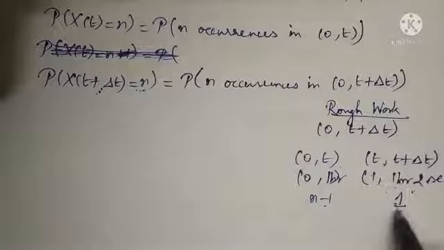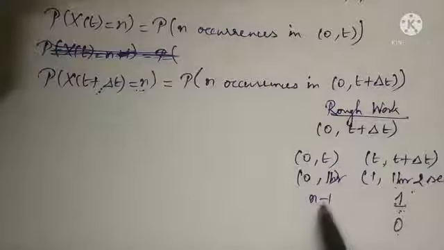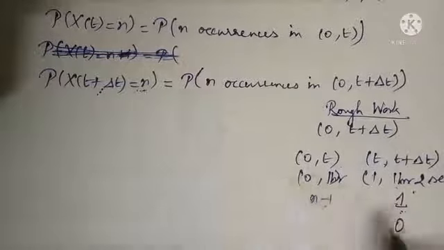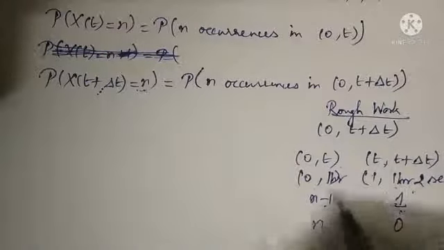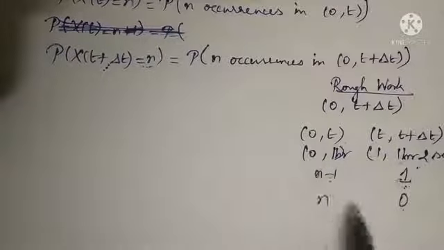So if there is one occurrence or one arrival, then the remaining n minus 1 arrivals will be in the interval 0, t, so that when you add, it becomes n occurrences. If there is no occurrence in this small duration, then all n occurrences will be in the interval 0, t. So these are the only two possibilities.